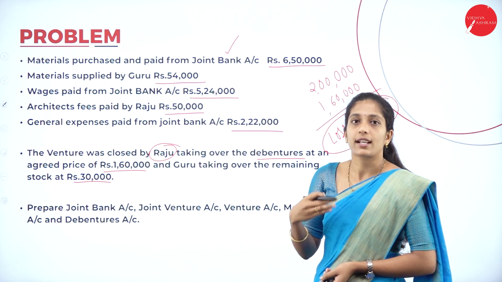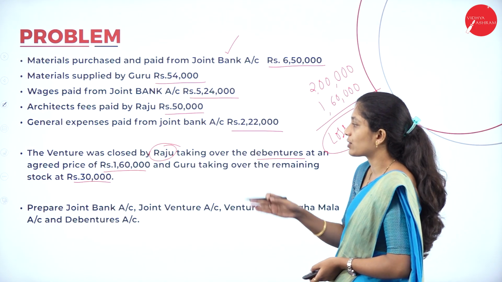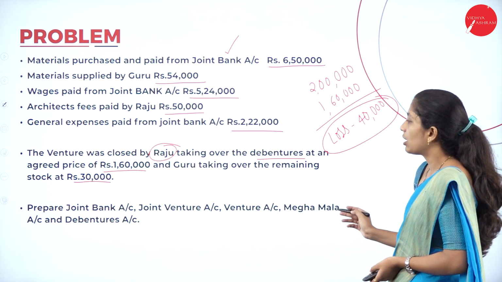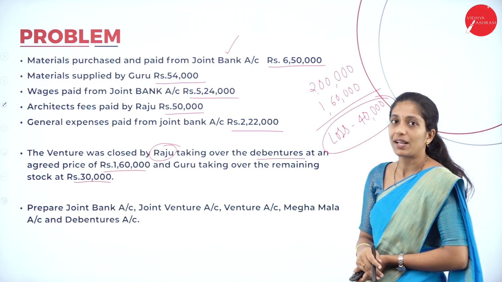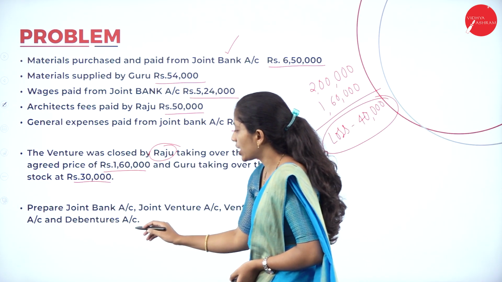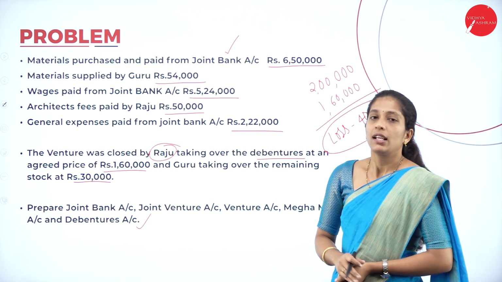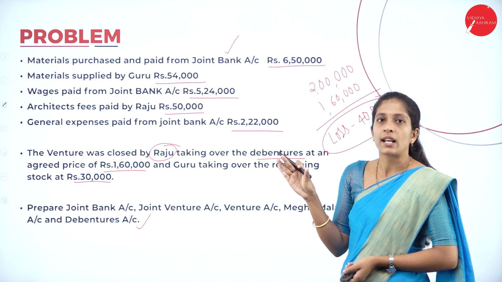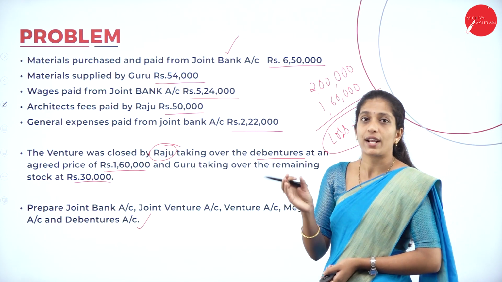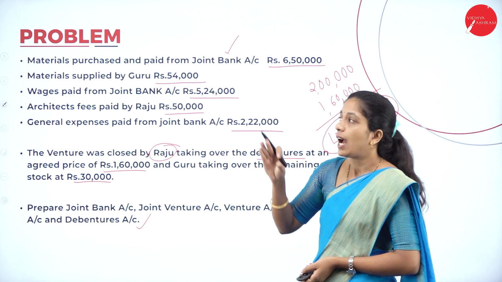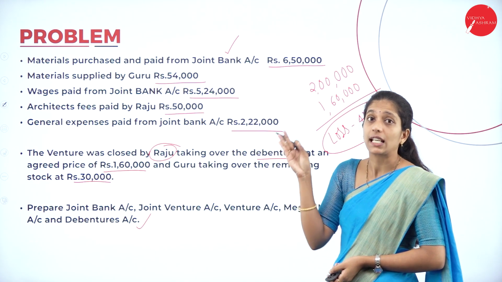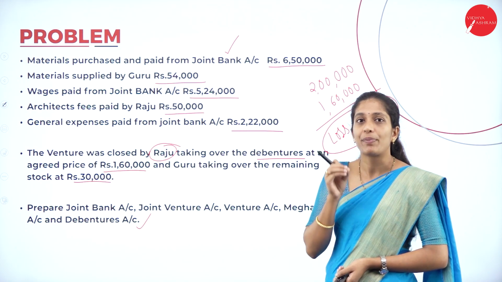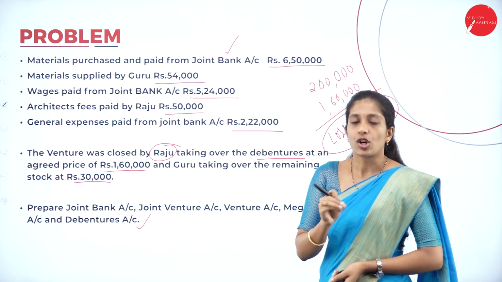Prepare the joint bank account, joint venture account, Mega Mala account and debenture account. So these are the ledger accounts that have to be prepared. Now, hope you are clear with the question. They have given the contract price, how they have contributed, they have opened a joint bank account, and they have given certain expenses incurred both by the joint bank account as well as the venturers, that are parties of that particular joint venture.